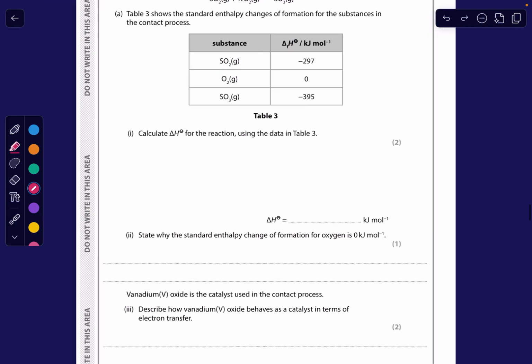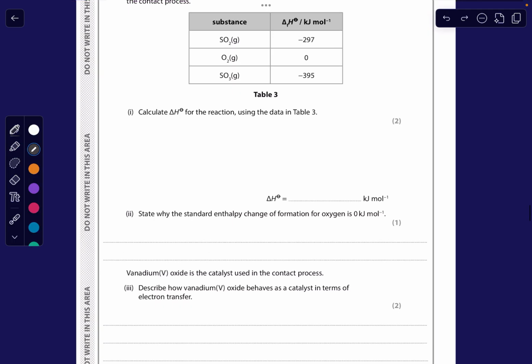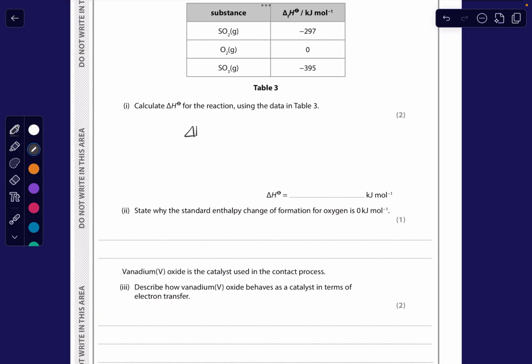For the enthalpy of reaction, we're just going to use products minus reactants. So I'll write it out for you. The enthalpy of reaction equals the sum of the products minus the sum of the reactants.